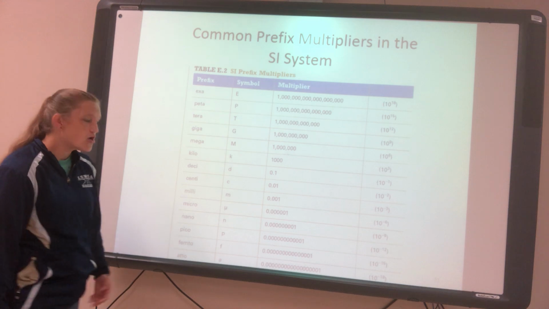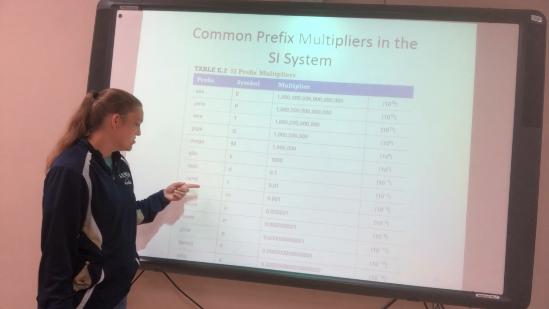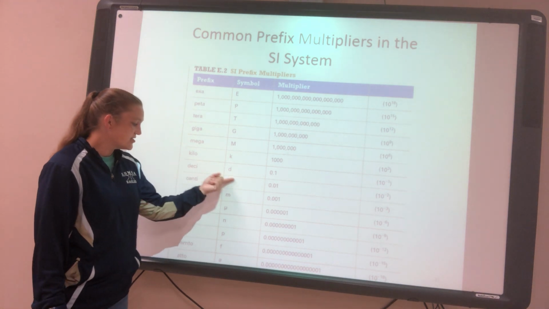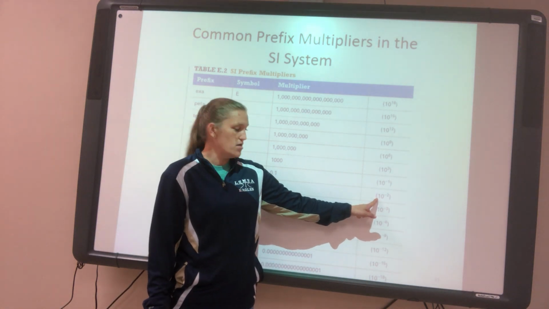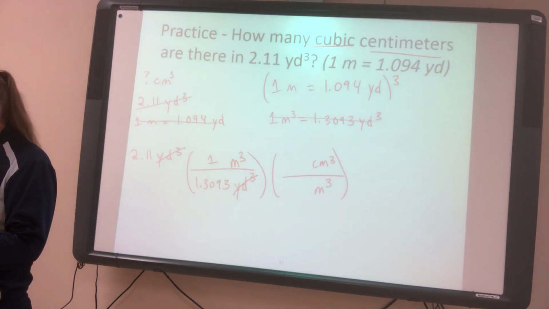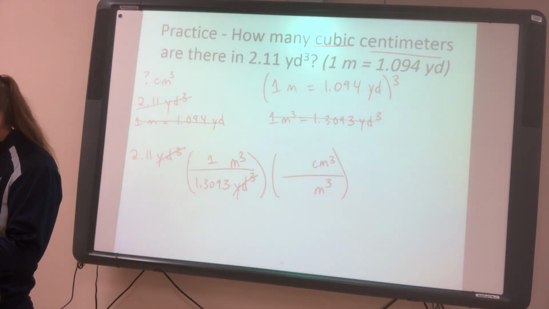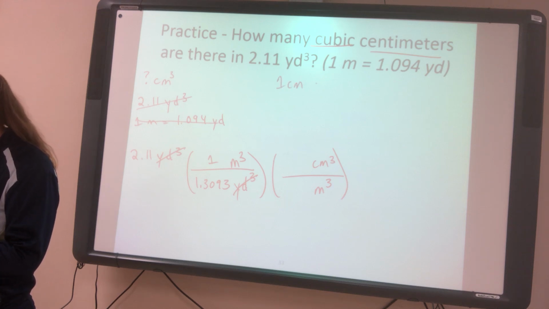So I go to my chart, I said, oh, okay, meters cubed, centimeters cubed. So it's the centi. So I look at centi, my little c, and it's 10 to the negative 2. Okay? So 10 to the negative 2. So if this is 10 to the negative 2, I'm going to put it up top, so I'm going to erase this for a second. So what that means is 1 centimeter is 10 to the negative 2 meters, because the centi is equal to 10 to the negative 2.